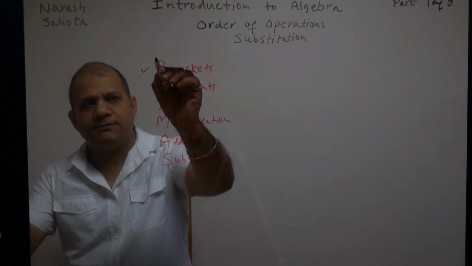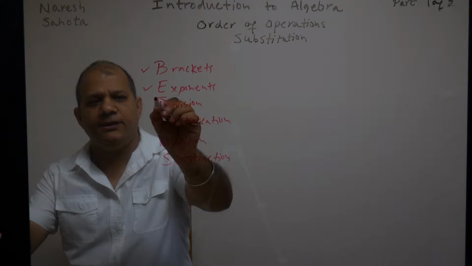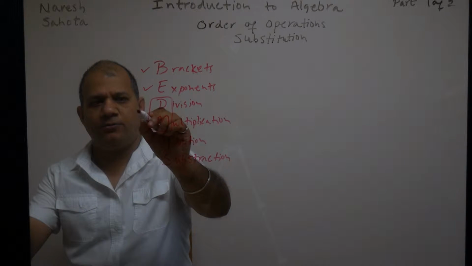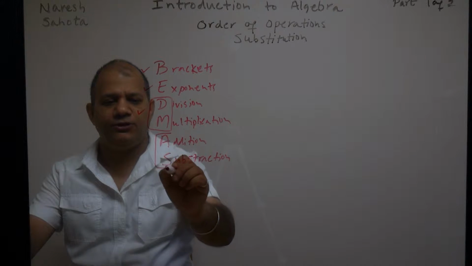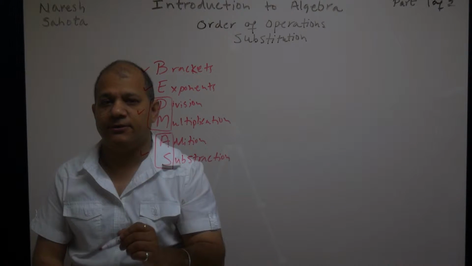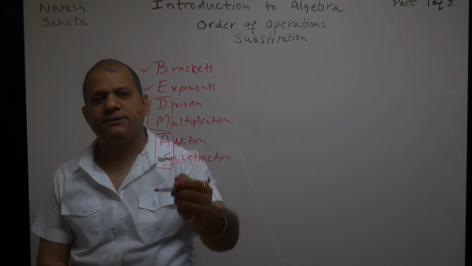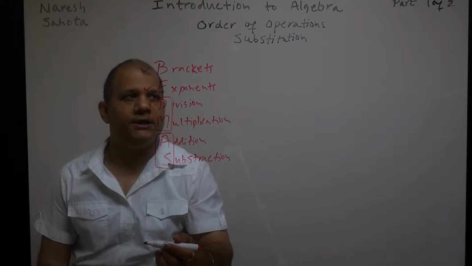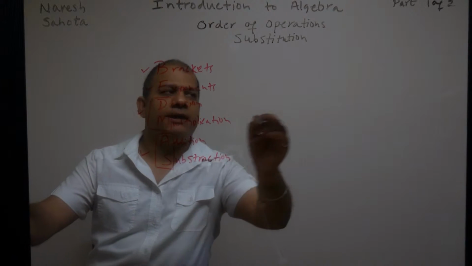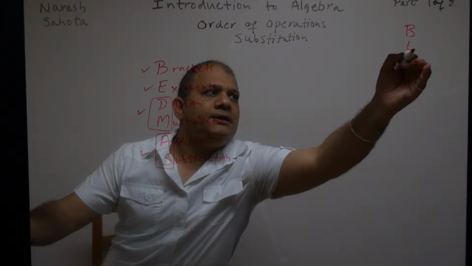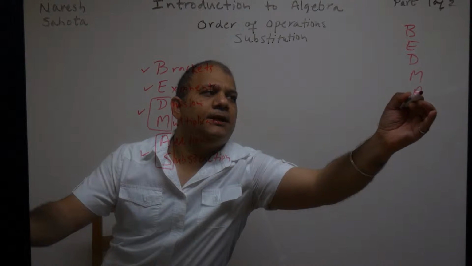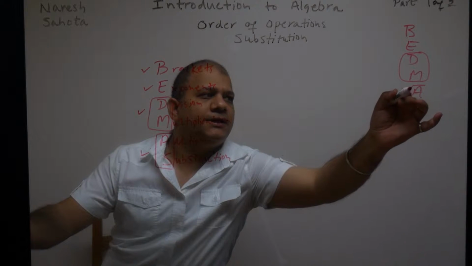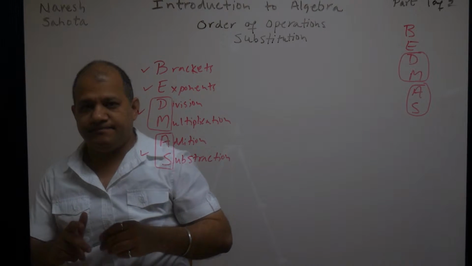So first we do brackets, then we do exponents, and then division and multiplication. They go together, hand in hand. We do those operations, and then lastly we do addition and subtraction, and again they go together. So BEDMAS, that's the acronym, and that's the order of operations when we do simplifications. So I'm going to write this over here, BEDMAS. I'll circle, group together division and multiplication, and addition and subtraction.